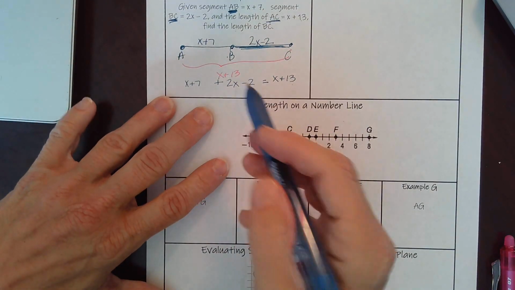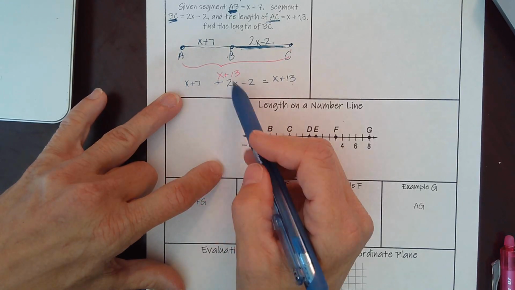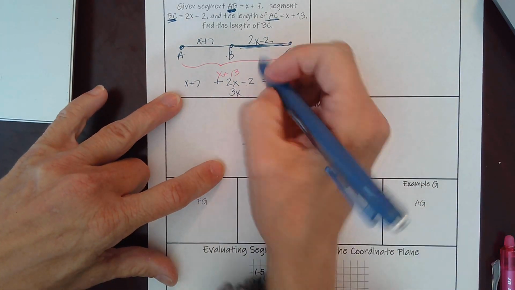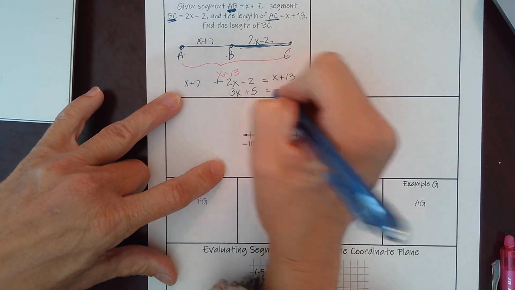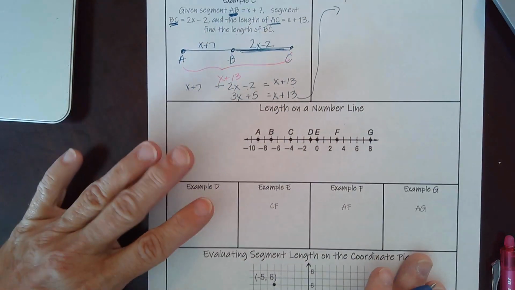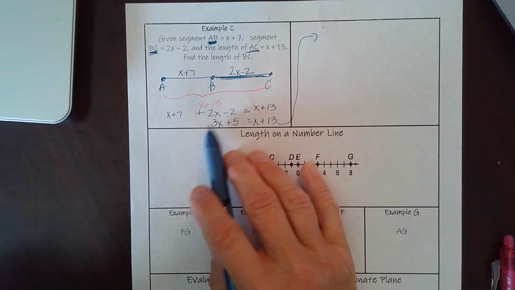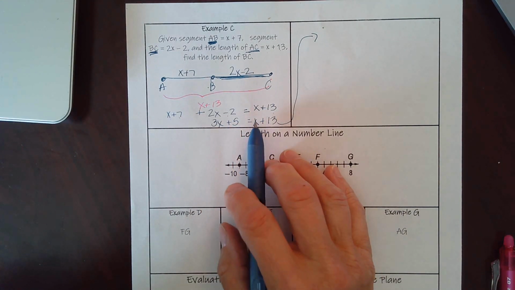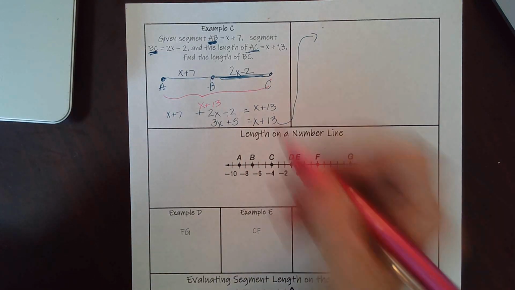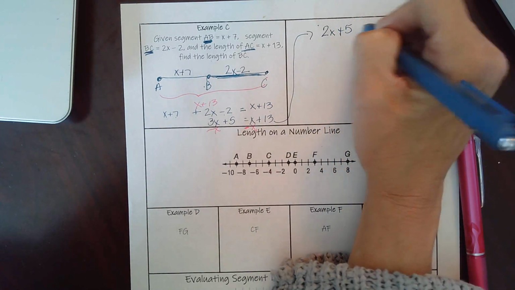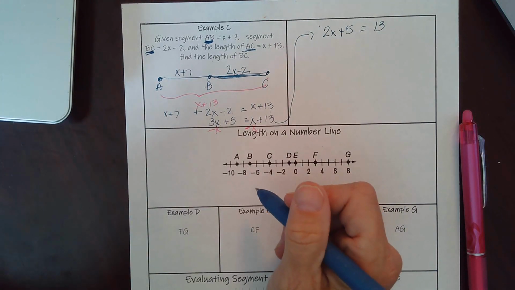So cleaning up my equation, I have 1x plus 2x, which is 3x. I have 7 plus negative 2, which is plus 5, and that equals x plus 13. So I have 3x plus 5 equals x plus 13. I need to get my x's on the same side, so I will subtract x from both sides, and that's going to give me 2x plus 5 equals 13.